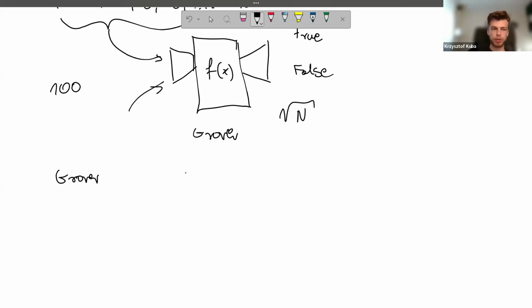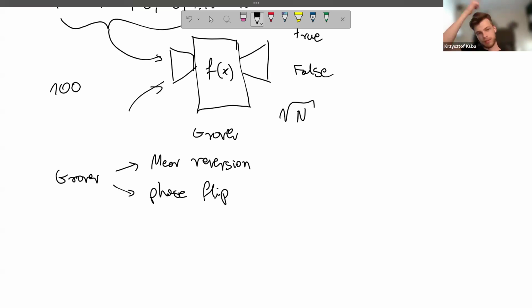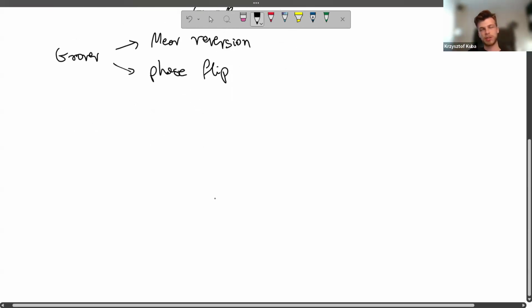The Grover algorithm is actually composed of two different steps. The first step is the mean reversion, and the second step is the phase flip. We will first try to build an intuition of those two steps.